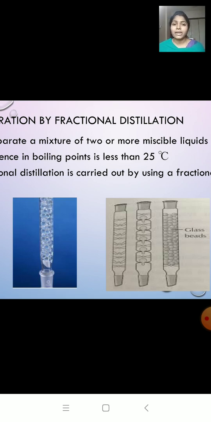Now what is the use of glass beads? These glass beads provide more surface for the hot vapors to cool and condense, and fall down, cool and condense repeatedly. The function or the purpose of the glass beads is that they provide more surface for the hot vapors to cool and condense repeatedly. That is the use of this fractionating column.